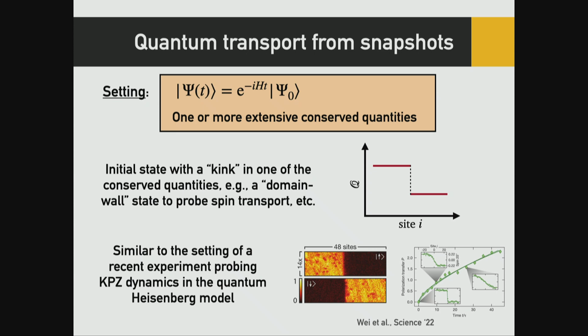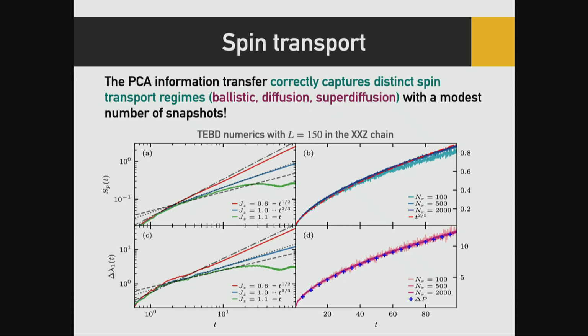And in particular, they are able to prove a super diffusive regime that actually falls into the KPZ kind of physics. So we apply the same kind of setting, but utilizing these PCA tools and only relying on these snapshots that we are taking from our many-body wave function. So here, all that I'm going to show is results from classical simulations.